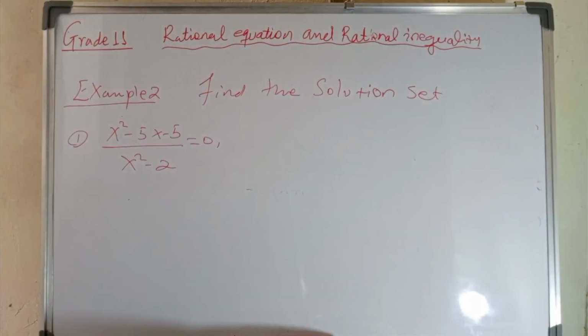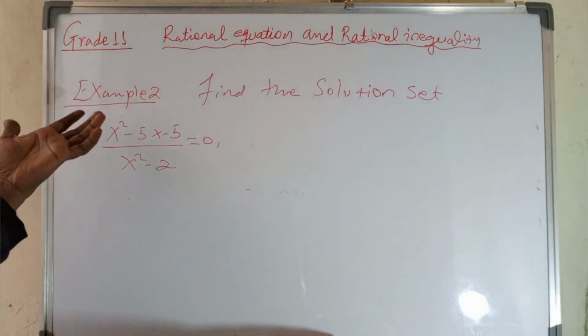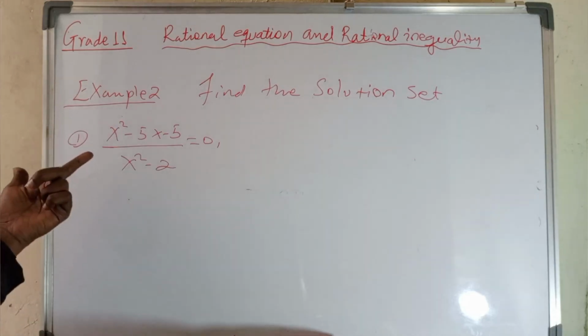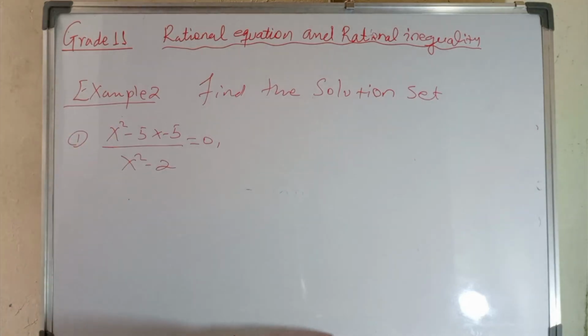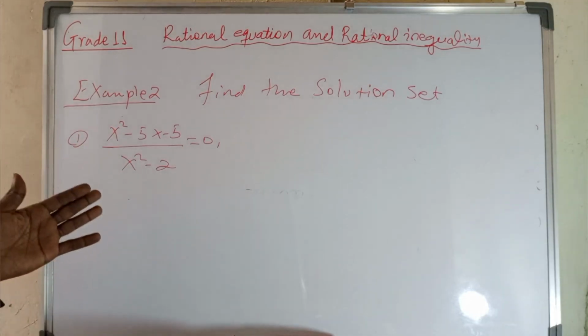Example 2 asks us to find the solutions of the given rational equation. This is already written in the form of P of x over Q of x equals 0. P of x is a polynomial expression, and x squared minus 2 is also a polynomial expression. So it is a given rational equation.